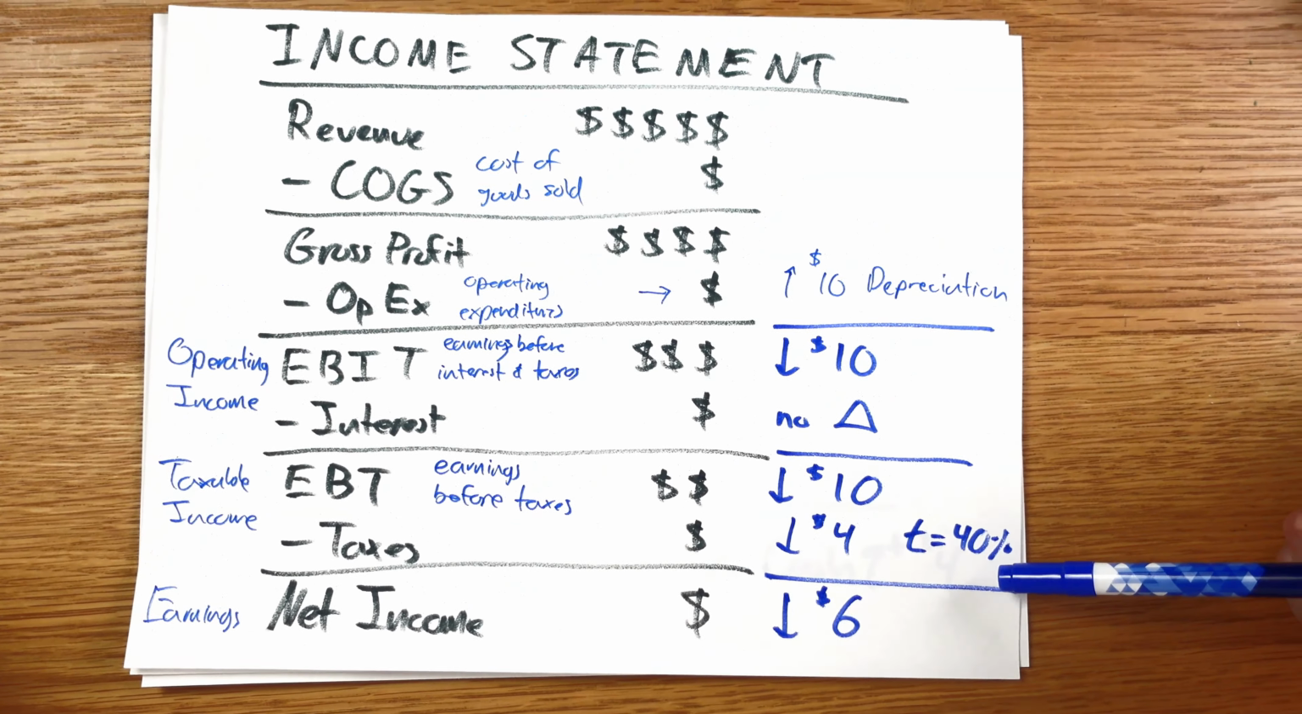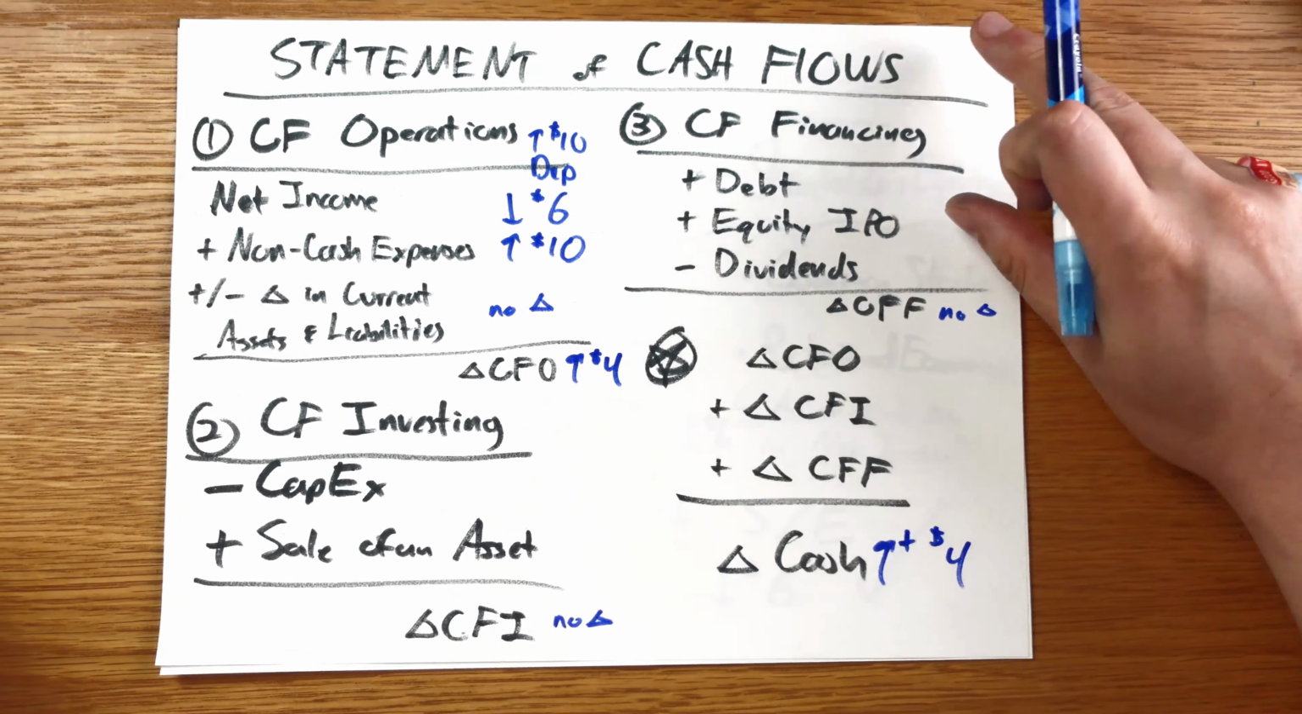Now, this net income takes us over to the statement of cash flows, specifically as the first line item in the cash flows from operations. It is down by $6, but because depreciation is a non-cash expense, we have to add that back to get us to a cash flow from operations and cash figure that is up by $4.